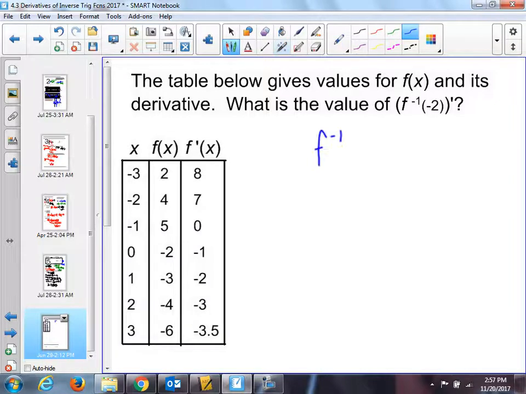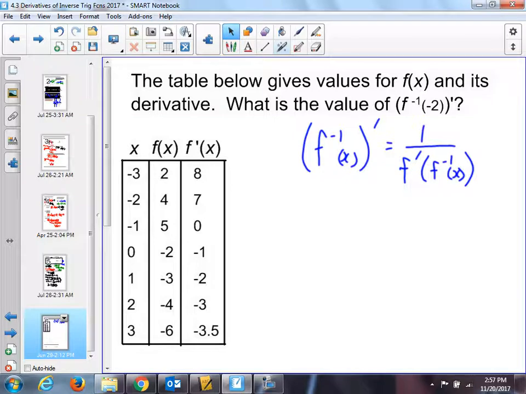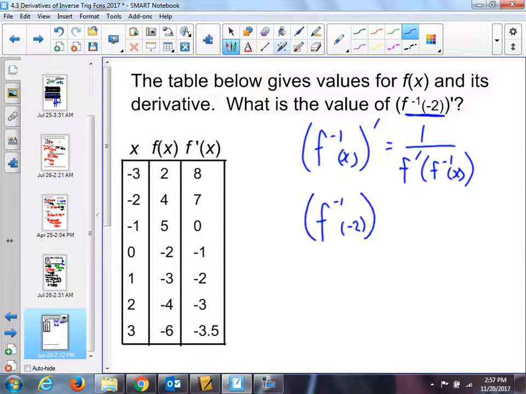I still go through this in my head. The reason why I do this is that I want to apply this. Really, if I'm trying to find this, I'm trying to find f inverse prime. Okay, that's strictly what was asked right there. Well, I apply that. I put that negative 2 in here. Right? Okay.